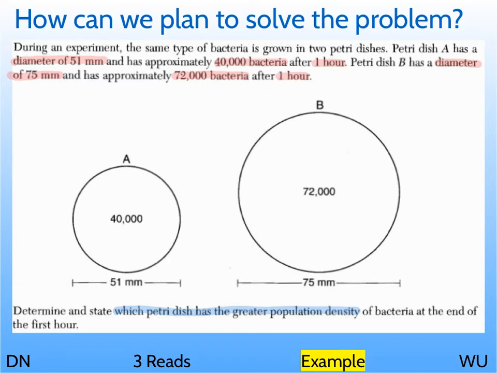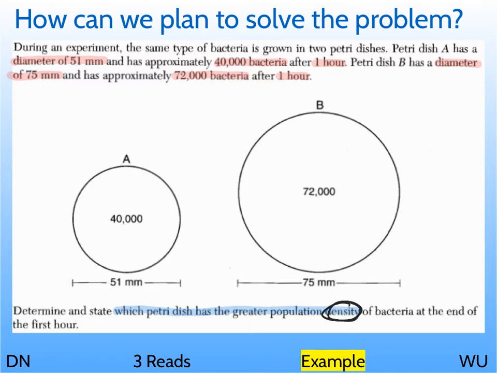So here, during an experiment, the same type of bacteria is grown in 2 petri dishes. Petri dish A has a diameter of 51 millimeters and approximately 40,000 bacteria after 1 hour. Petri dish B has a diameter of 75 millimeters and approximately 72,000 bacteria after 1 hour. Determine and state which petri dish has the greater population density of bacteria at the end of the first hour. So, we're trying to find density.